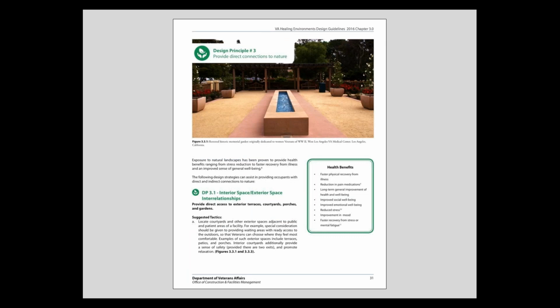So the third design principle, provide direct connections to nature. Two evidence-based design principles that were developed by Roger Ulrich, and data says use of nature and the inclusion of sunlight actually improves healing efficacy. So we looked at everywhere where we could do that. Next.